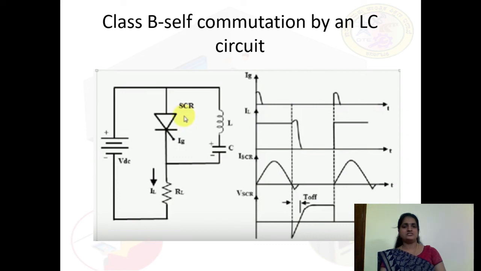This session gives the information about the turn off techniques of the SCR by two techniques. One is natural commutation and the second one is forced commutation. In forced commutation there are class A and class B. Class A is by resonating the load and class B is by commutation using an LC circuit.